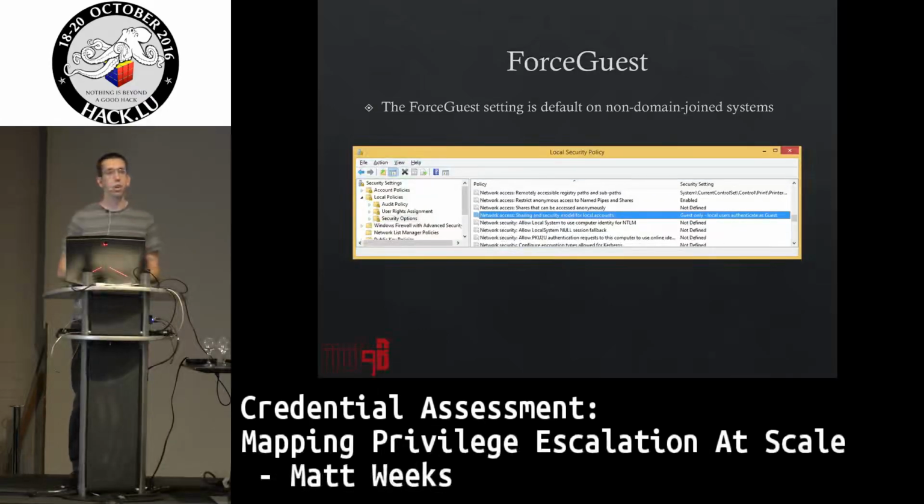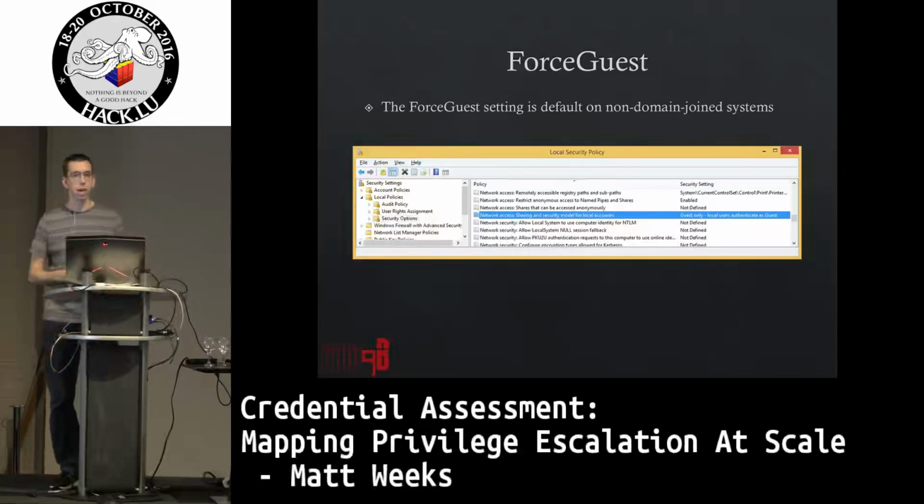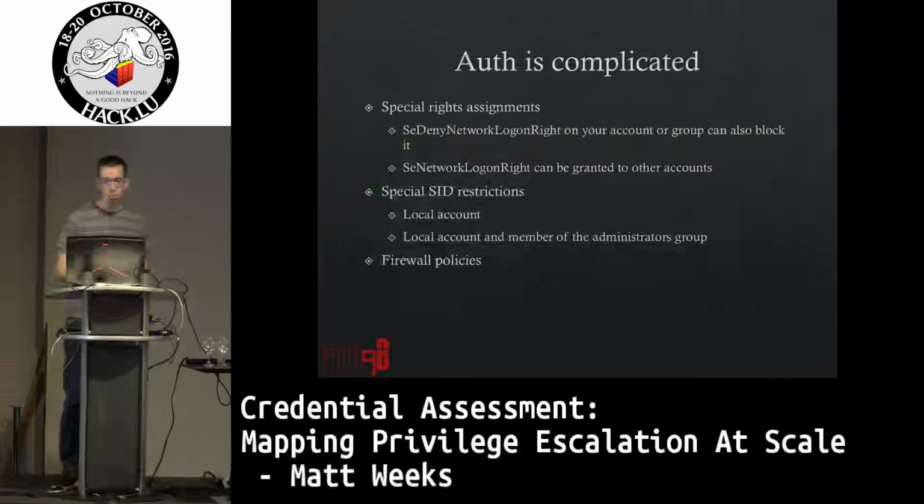As it turns out, for non-domain joined systems, we have a setting called force guest, which is enabled by default, which means it has the same effect on local administrators. They are blocked and only given guest access. They're not given their administrator rights like they have been given before.